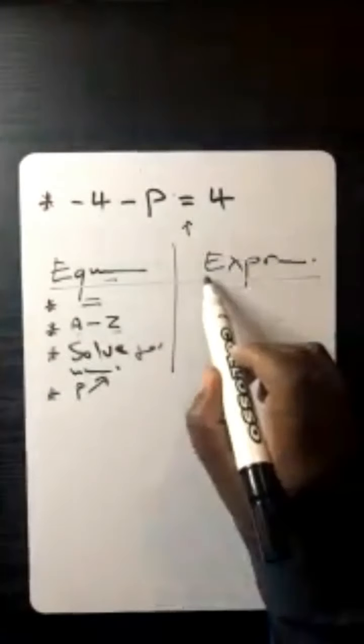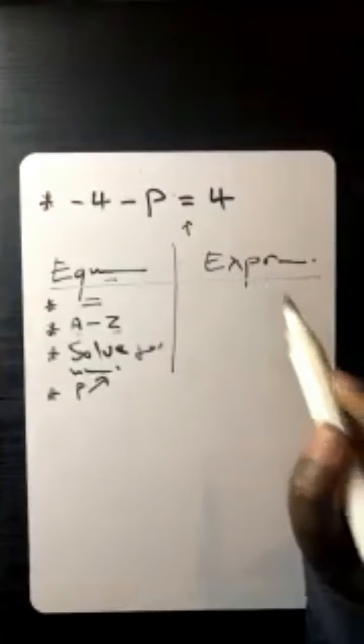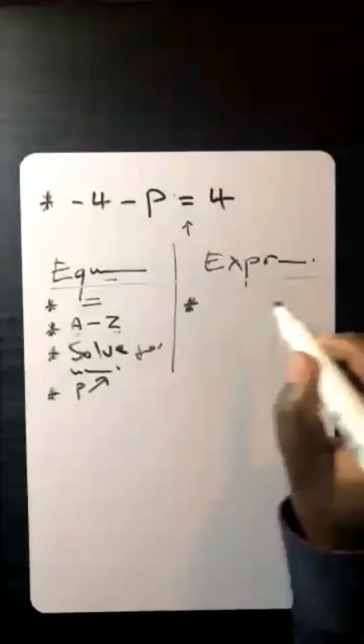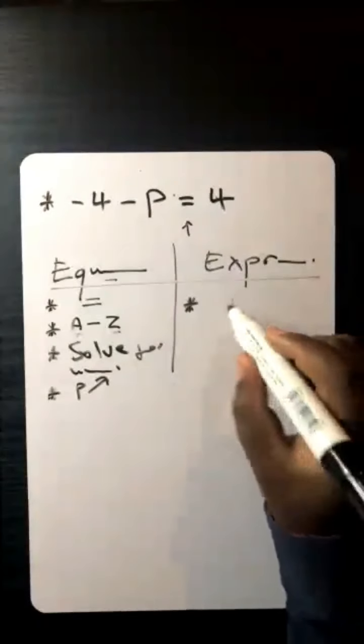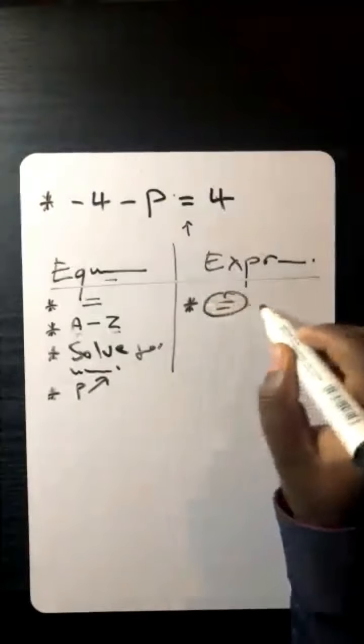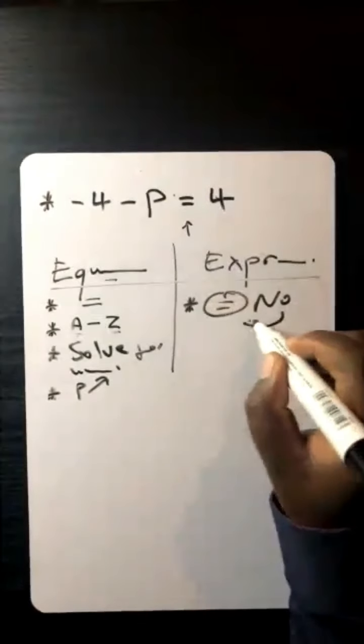And again, we've got an expression. An expression is those type of problems which does not have an equal sign. So that means there is no equal sign.